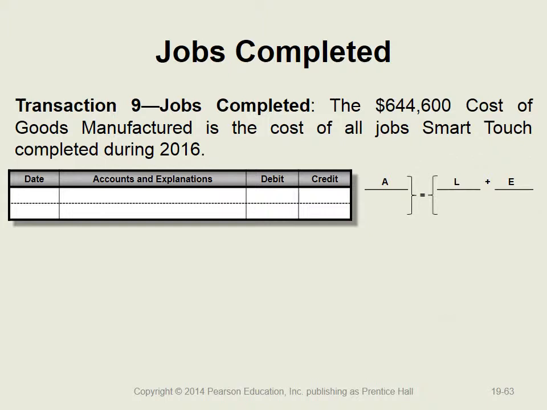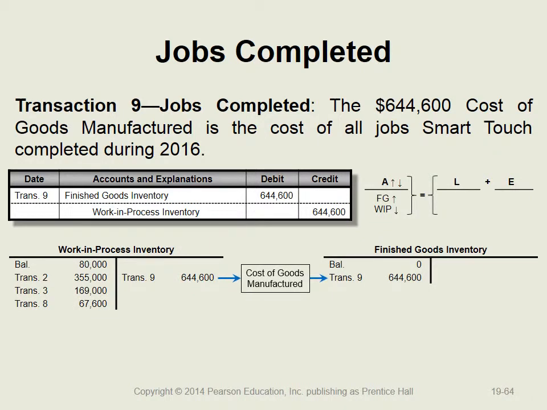Following this flow of costs through the accounts, we next look at how to account for the completion of jobs. Normally, this entry would be made as each individual job is completed, but we are showing it as one summary journal entry, Transaction 9. The cost of goods completed during 2016 is $644,600. This is the cost of goods manufactured. The amount must be transferred from work in process inventory to finished goods inventory as jobs are completed and moved into the finished goods store.